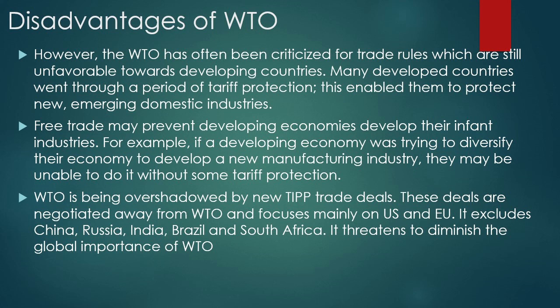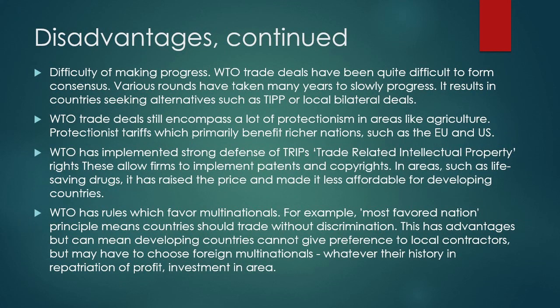Further, there is the difficulty of making progress. WTO trade deals have been quite difficult to form consensus on. Various rounds have taken many years to slowly progress. It results in countries seeking alternatives such as TIP or local bilateral deals. WTO trade deals still encompass a lot of protectionism in areas like agriculture, cloth and textiles, protectionist tariffs which primarily benefit richer nations such as the EU and the US.